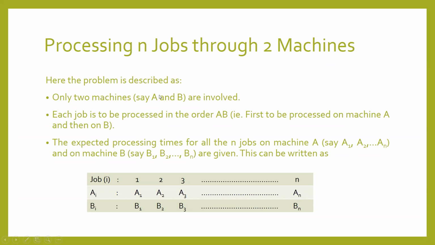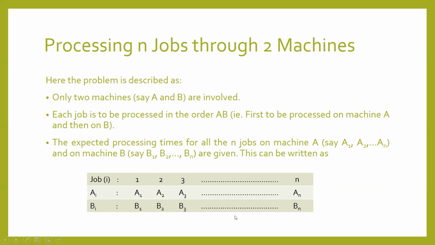In the description, we'll have, say, A and B involved. Now, each job is to be processed in the order A and B. So machine A will have the first processing and then B. And the expected processing times for all the n jobs on machine A, let us say, are A1, A2 up to An, and on machine B, from B1 to Bn, are given to us. And this is written like this.